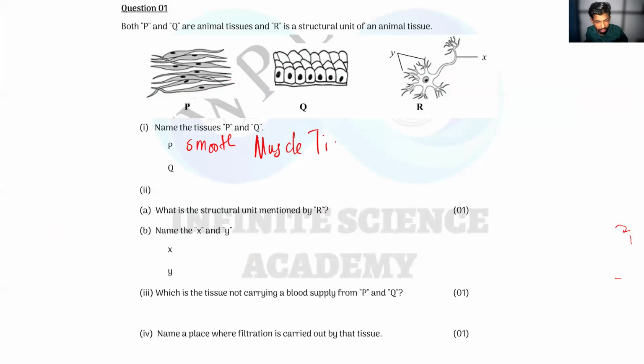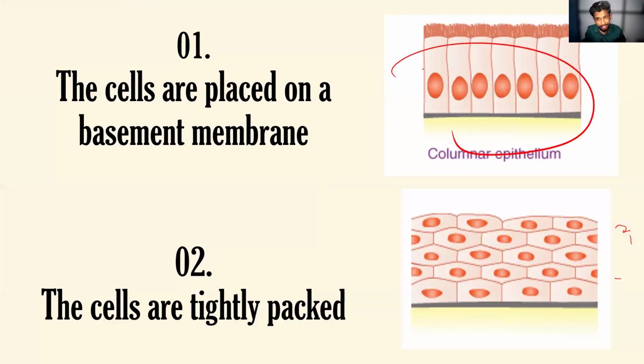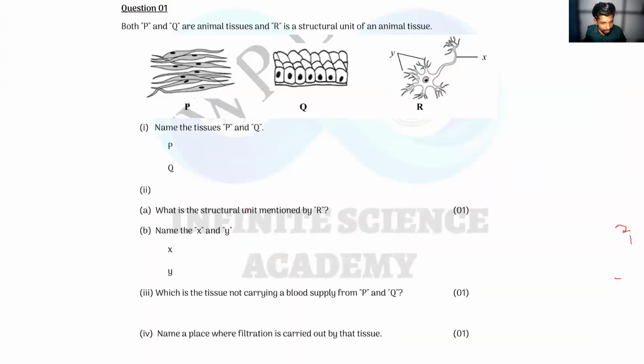My handwriting is very, very nice. Okay, I know that one. Don't be jealous of me, okay? And Q, that is epithelial tissue. It will take time to write in nice handwriting, but you know the epithelial tissue, because I have already shown you the pictures, right? And next one, what is the structural unit mentioned by R? That is the nerve cell or neuron. It is better to say neuron.